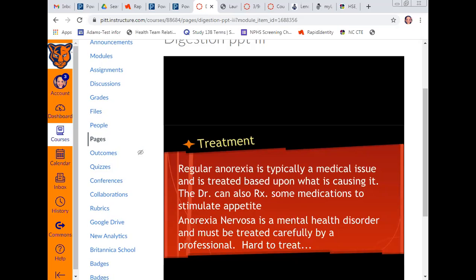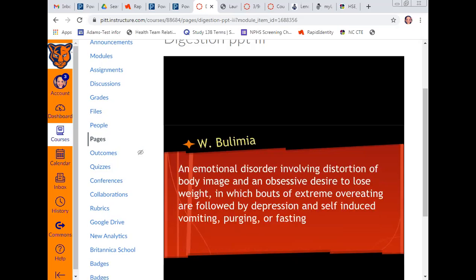You have to be treated under someone who is licensed to do so, like a psychologist or a psychiatrist, because that's not your body reacting to not being hungry. That is you having a mental state of mind leading you to not eat and over-exercise, okay? The difference in that is bulimia. So bulimia nervosa is also a mental health disorder. It has to be treated under a licensed professional.